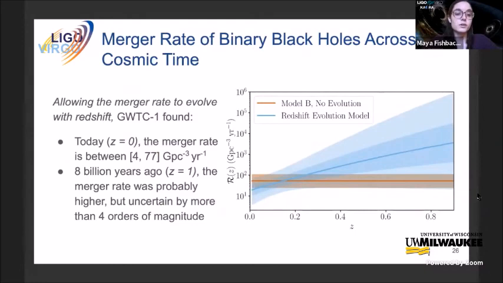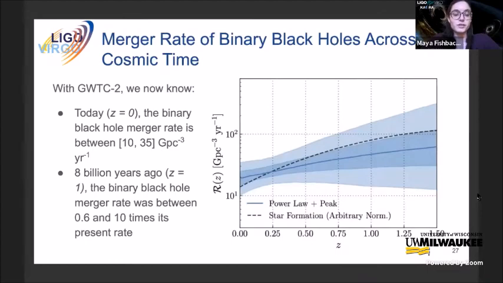For binary black holes, we also looked at how the merger rate may have evolved across cosmic time. For some context, this plot on the right shows the merger rate as a function of redshift that we inferred from GWTC1. Using just the first 10 binary black holes, we measured the merger rate as a function of redshift, where higher redshift means we're looking back further in time. In the first catalog, we measured that today, at redshift 0, the merger rate was between 4 and 77 mergers per cubic gigaparsec per year. As we went back to higher redshift, at redshift 1, 8 billion years ago, we inferred that the merger rate was probably higher, but we had more than 4 orders of magnitude uncertainty on that rate. So moving on to the next slide.